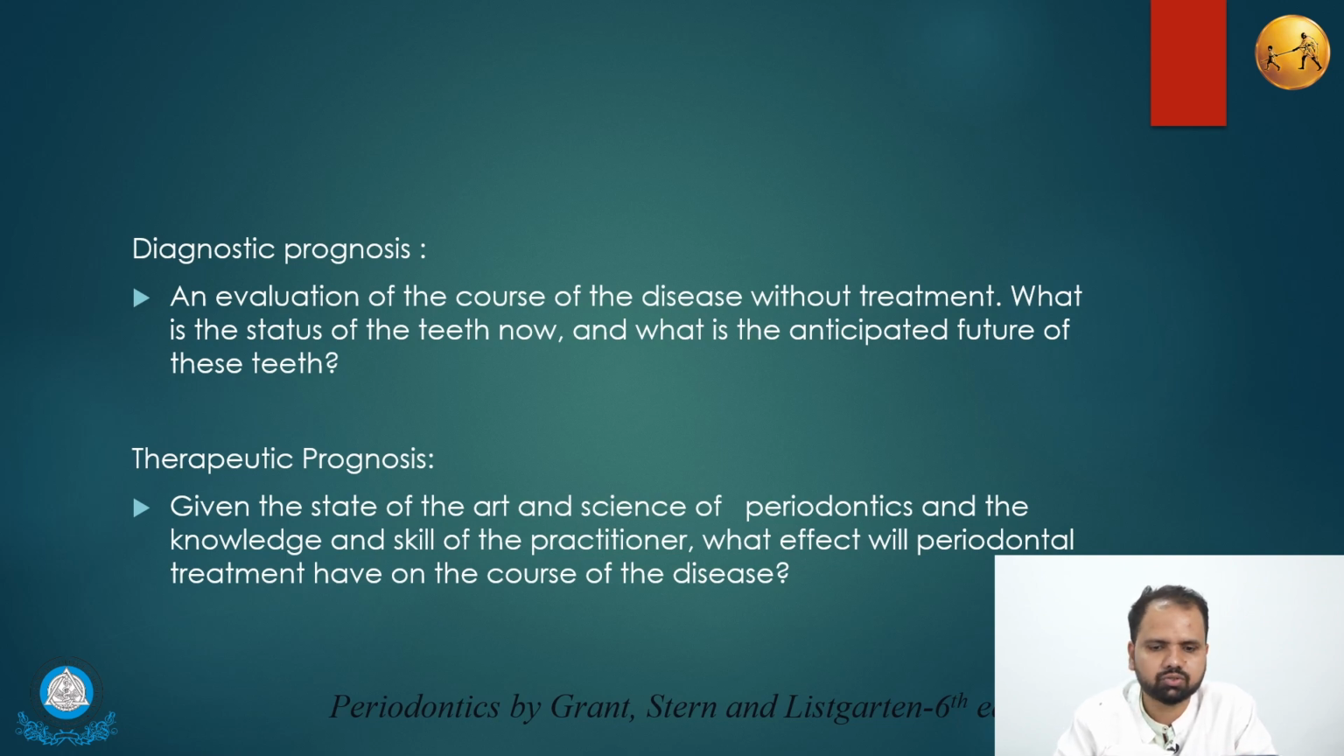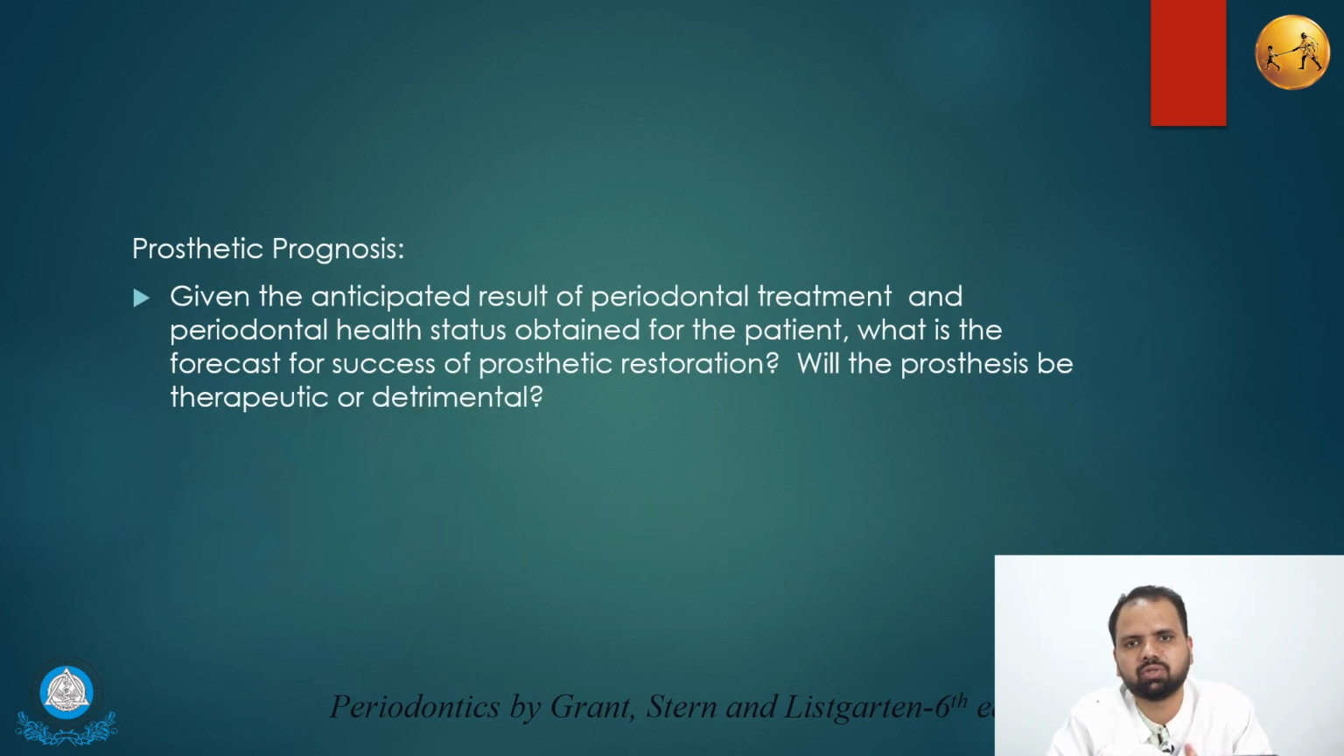That is therapeutic prognosis. And third is prosthetic prognosis. Based upon the clinical diagnosis and the treatment which is given for that particular patient, how the prosthetic rehabilitation will suit the patient will give us an idea regarding the prosthetic prognosis.